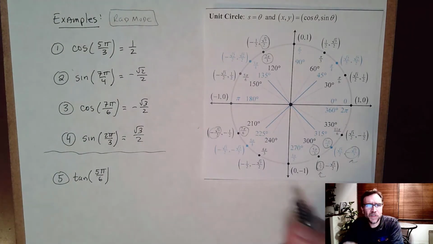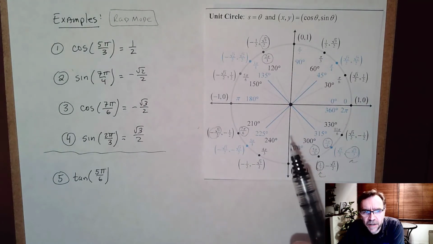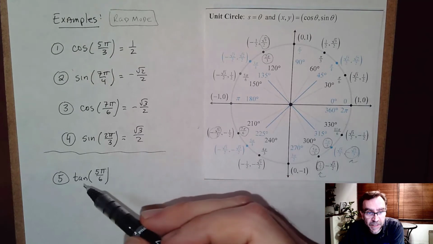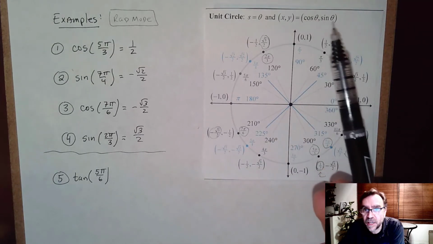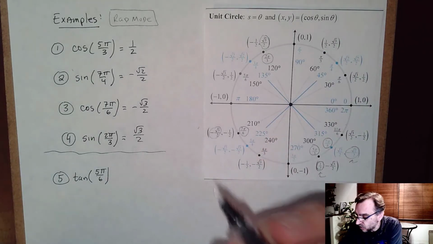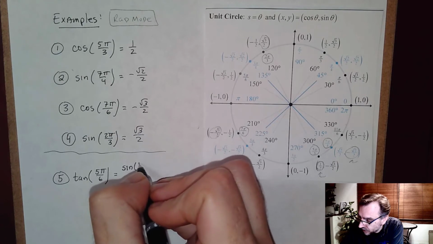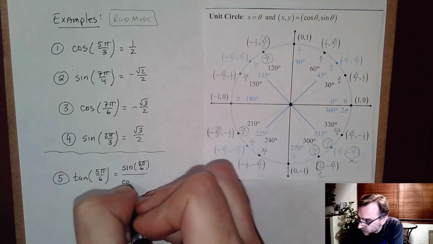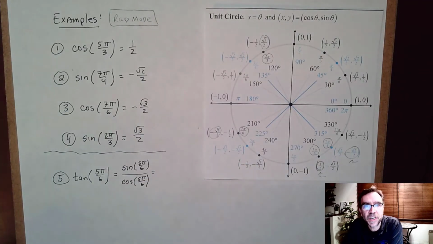Okay, now, certainly you can do all those on a calculator. But now, how do we find tangent from the unit circle diagram? In this case, we want tangent of 5 pi over 6. The unit circle diagram only gives us cosine and sine. So we have to know that tangent is actually sine over cosine. So this is equivalent to sine of 5 pi over 6 over cosine of 5 pi over 6. To find tangent, you've got to take the ratio of the y value to the x value.